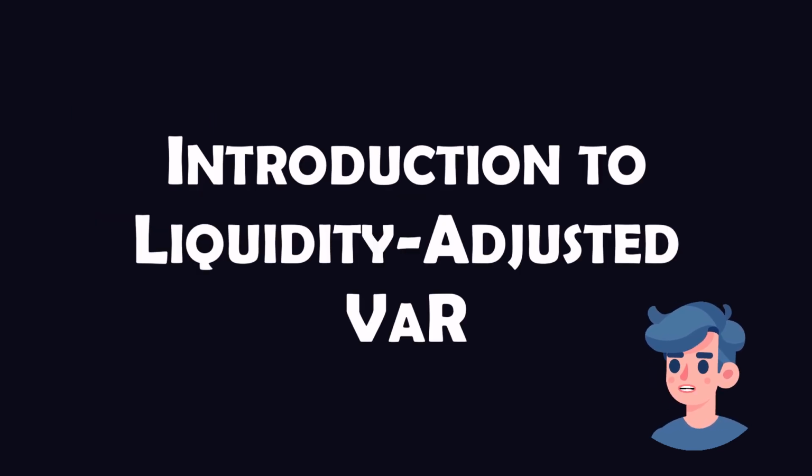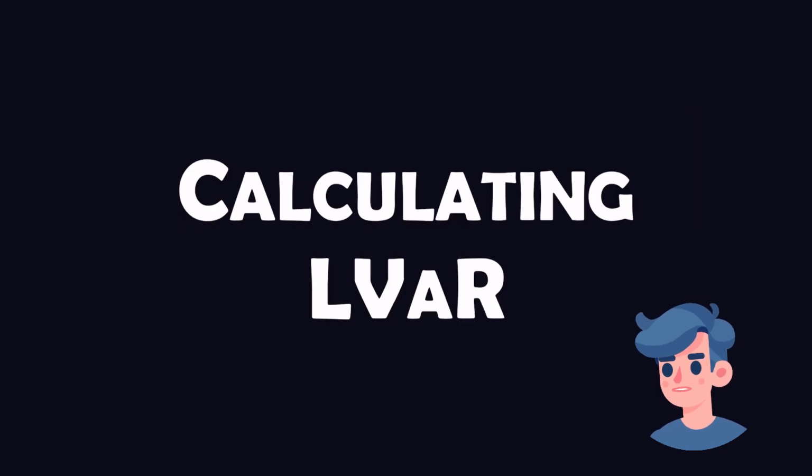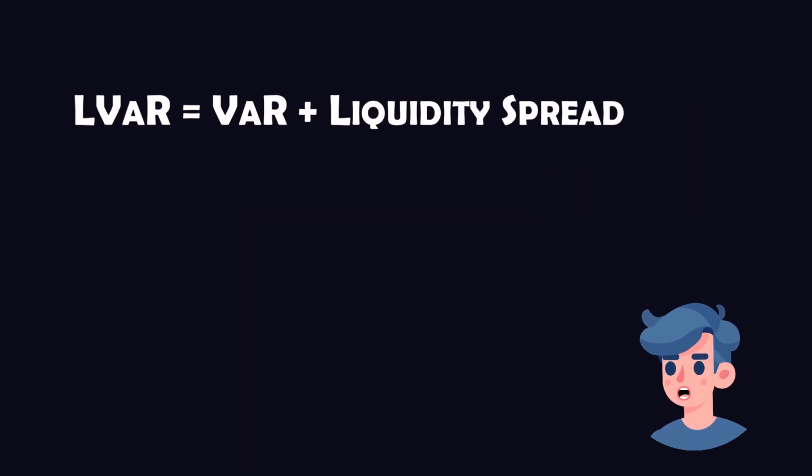This is where liquidity-adjusted VaR, or LVAR, comes in. LVAR incorporates both market risk and liquidity risk to provide a more realistic estimate of potential loss. To calculate LVAR, you start with traditional VaR and then add a liquidity cost component. The liquidity cost is often modeled using a liquidity spread, which reflects how much the price moves due to liquidation.